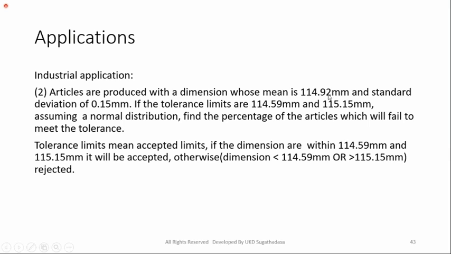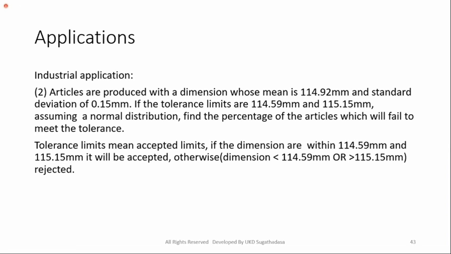Similarly, you can calculate the mean and the standard deviation. These values have been taken from the results of a particular survey. Remember, they have some benchmark, what we call, when they produce this particular article, the mean dimension should be 114.92.